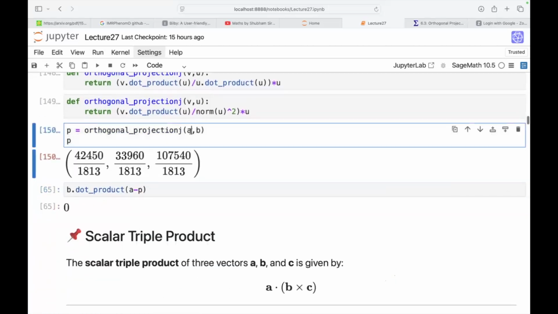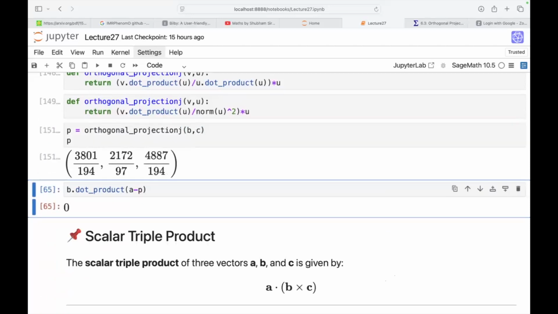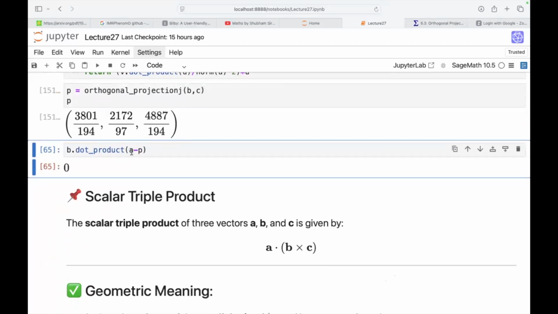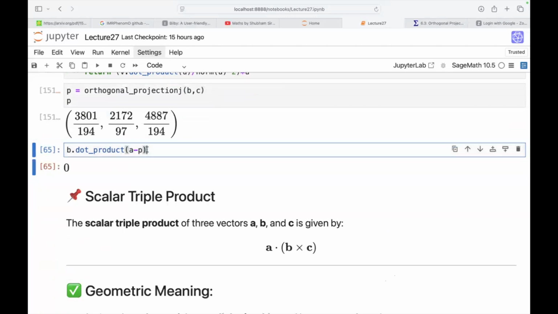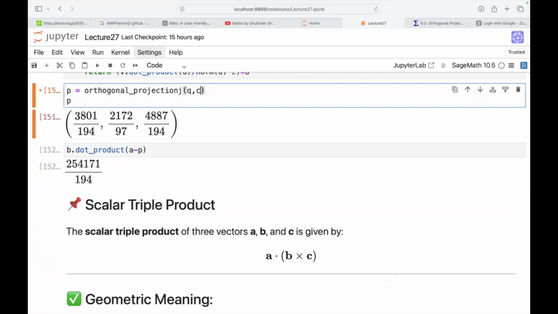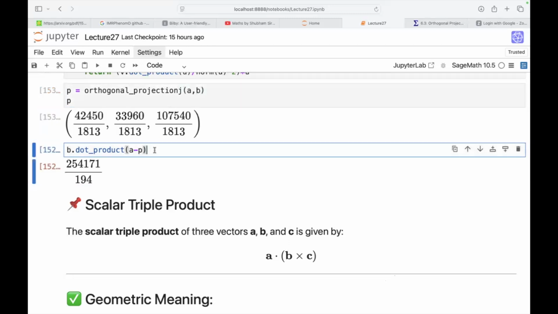Now let us change the vector here to B comma B, or the vectors B and C defined above. The B dot product with A minus P is nothing but 0, that is, if we subtract P from vector A and take the dot product with B, then the value is also 0. The value is 2541, and then using A comma B, and then the values.